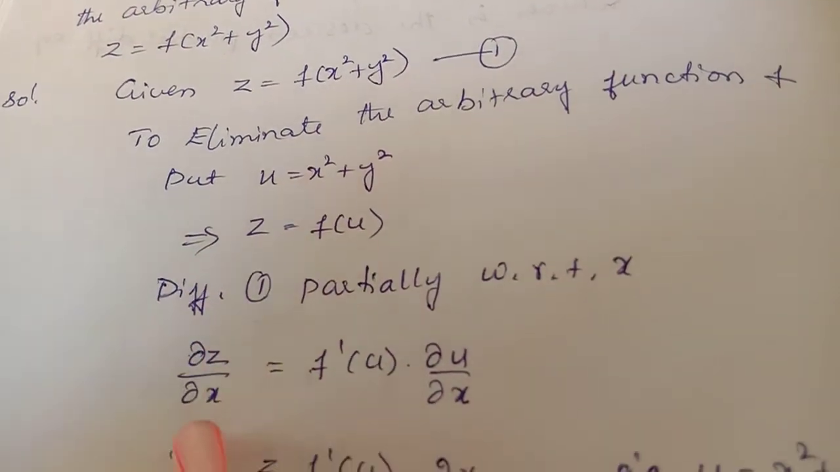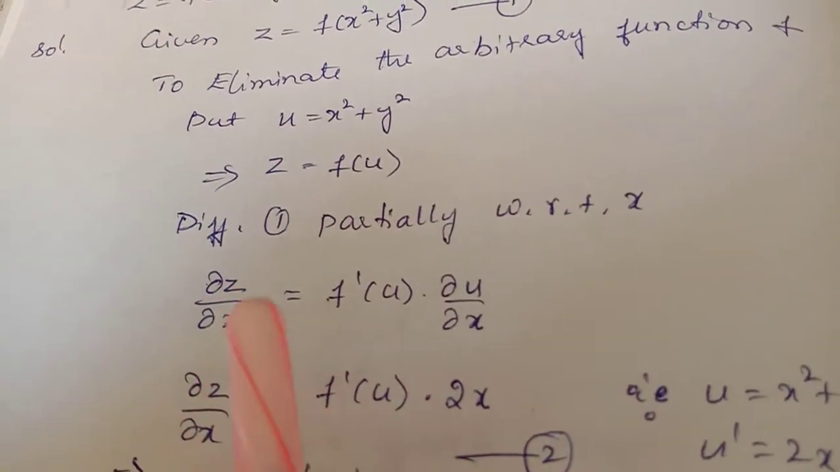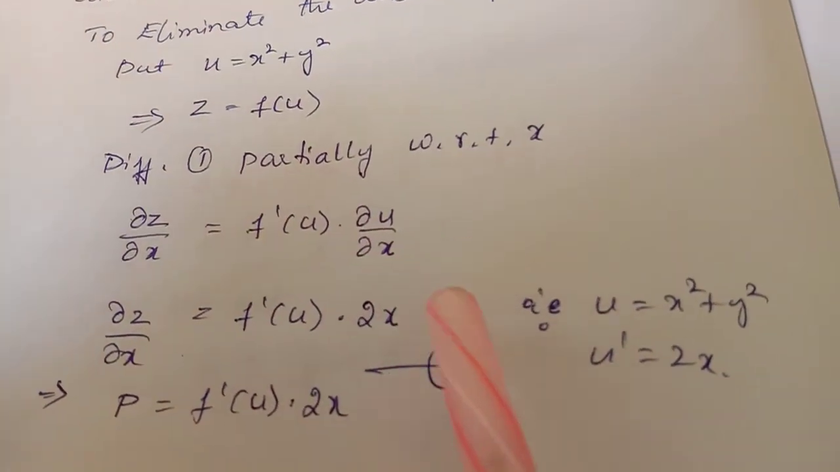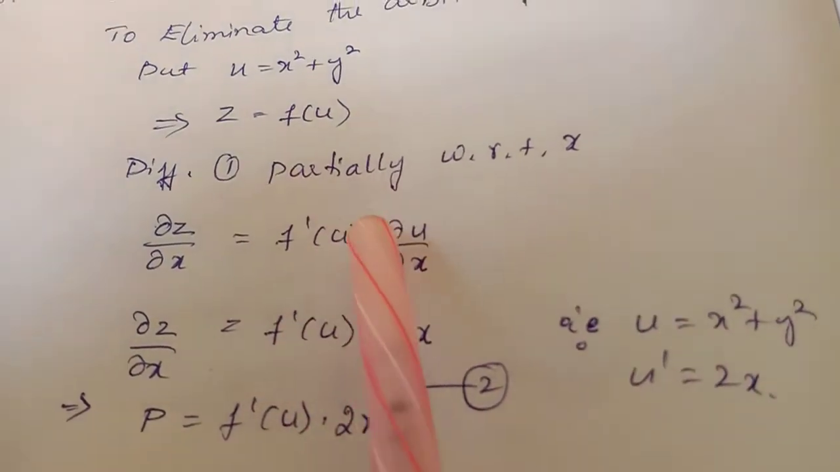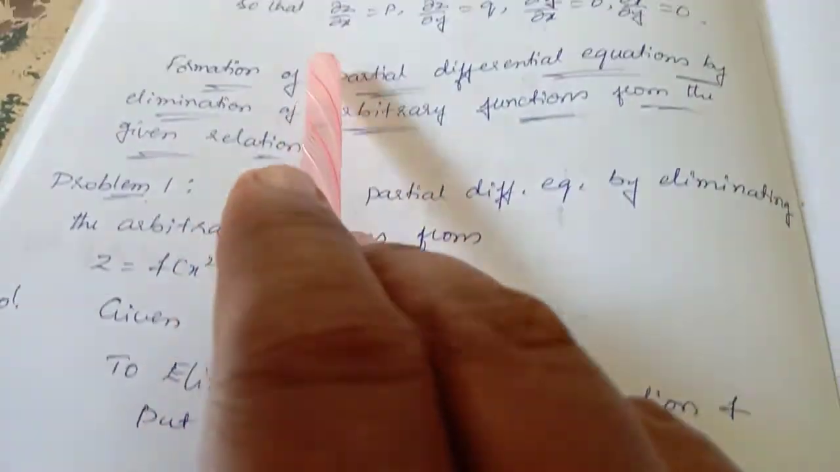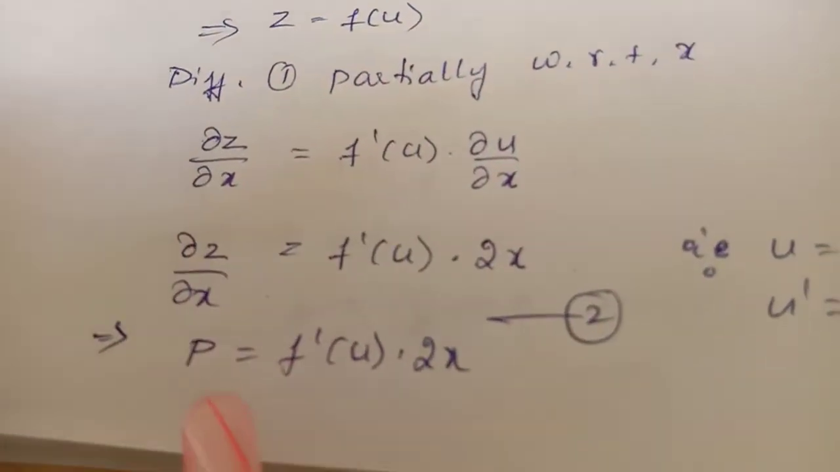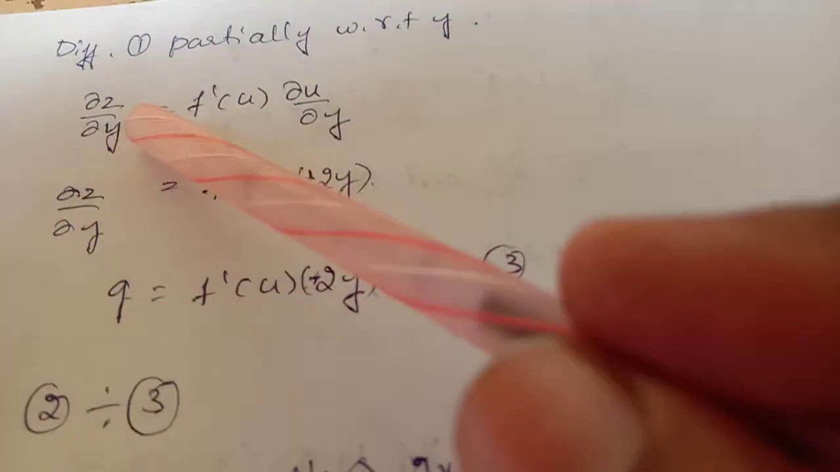Now we are differentiating this equation partially with respect to x. So we will get dou z by dou x equal to f dash of u into dou u by dou x. Dou u by dou x, where u is x square plus y square, we will get as 2x. Dou z by dou x, as I already said, we have to write as p. So p equal to f dash of u into 2x. This is equation 2.